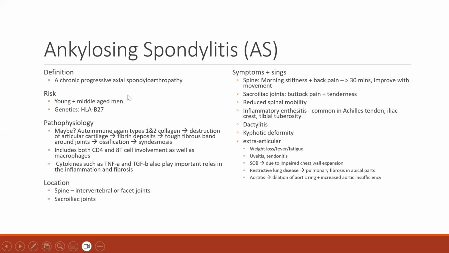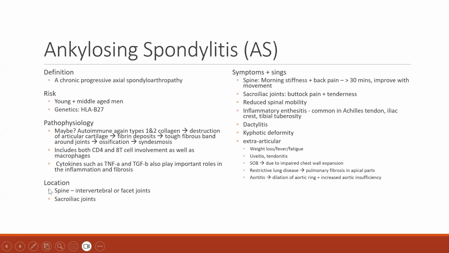AS is a chronic axial inflammation. The risk is with younger, middle-aged men, and it's familially linked with the HLA-B27 gene. It's not fully understood. It might be autoimmune against type 1 and 2 collagen, which leads to destruction of articular cartilage. Then we get fibrin deposits, the making of fibrous bands around the joints, and ossification, which leads to the making of syndesmophytes. It's a type of joint. It includes some immune cell involvement, macrophages, and a lot of cytokines.